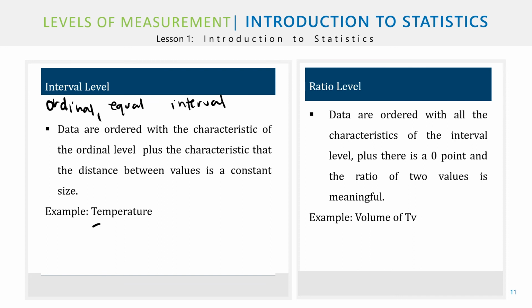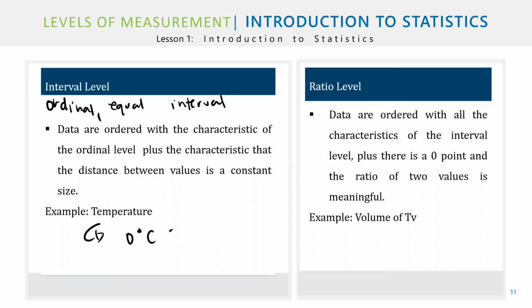Another example of that is temperature. For example, 0 degrees Celsius. First, it has a category, check. Next, you can arrange it. Temperature can be arranged from very cold to very hot. You can arrange it, so check. Next is equal interval.